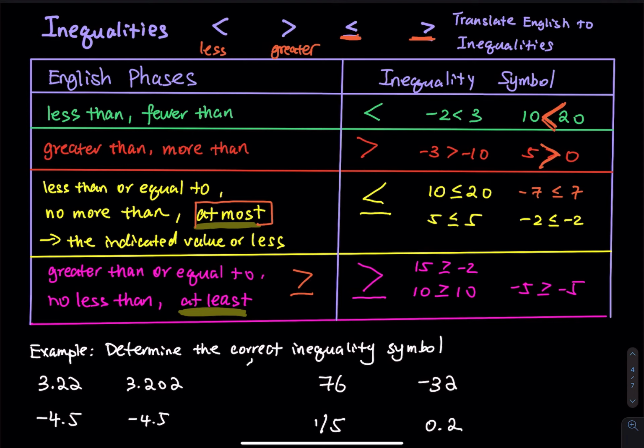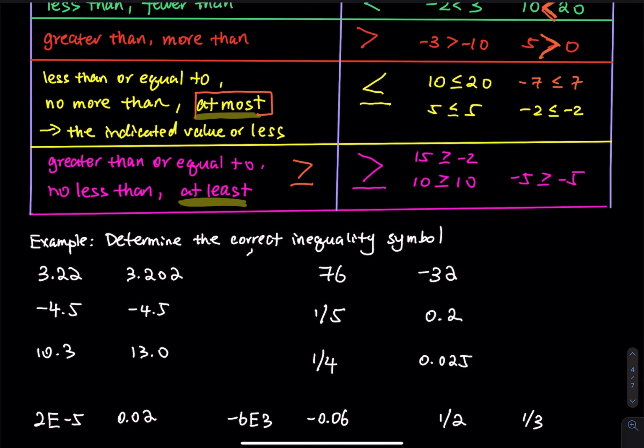All right. So let's practice this inequality symbol. Determine the correct inequality symbol. The first pair is 3.22 and 3.202. The 3 and the 3 are the same, but we are trying to compare the 22 and the 20. Which one is bigger? 22, right? So we use a greater than. 4.5 and 4.5, you cannot use greater than or less than. Greater than or equal to, or less than or equal to, either one is okay. And then 10.3 and 13.0, of course, 13 is bigger.